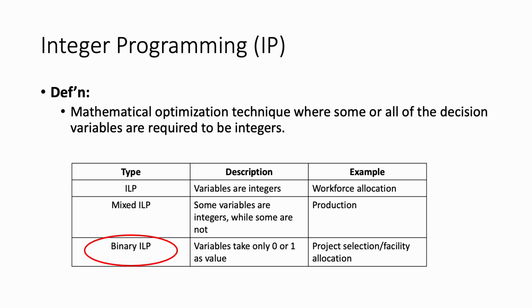Now, a binary ILP is a type of ILP wherein variables only take the values 0 or 1. So this would represent yes or no, or on or off decisions. And it is common in project selection and network design problems.